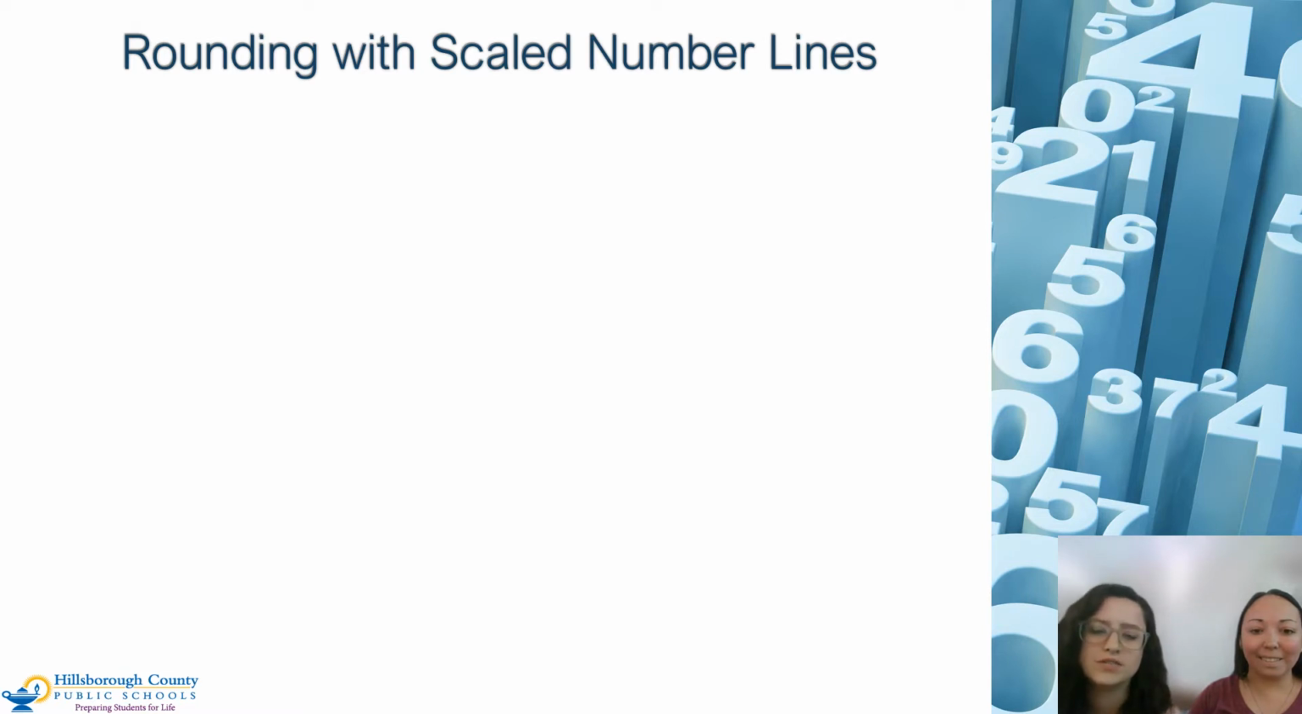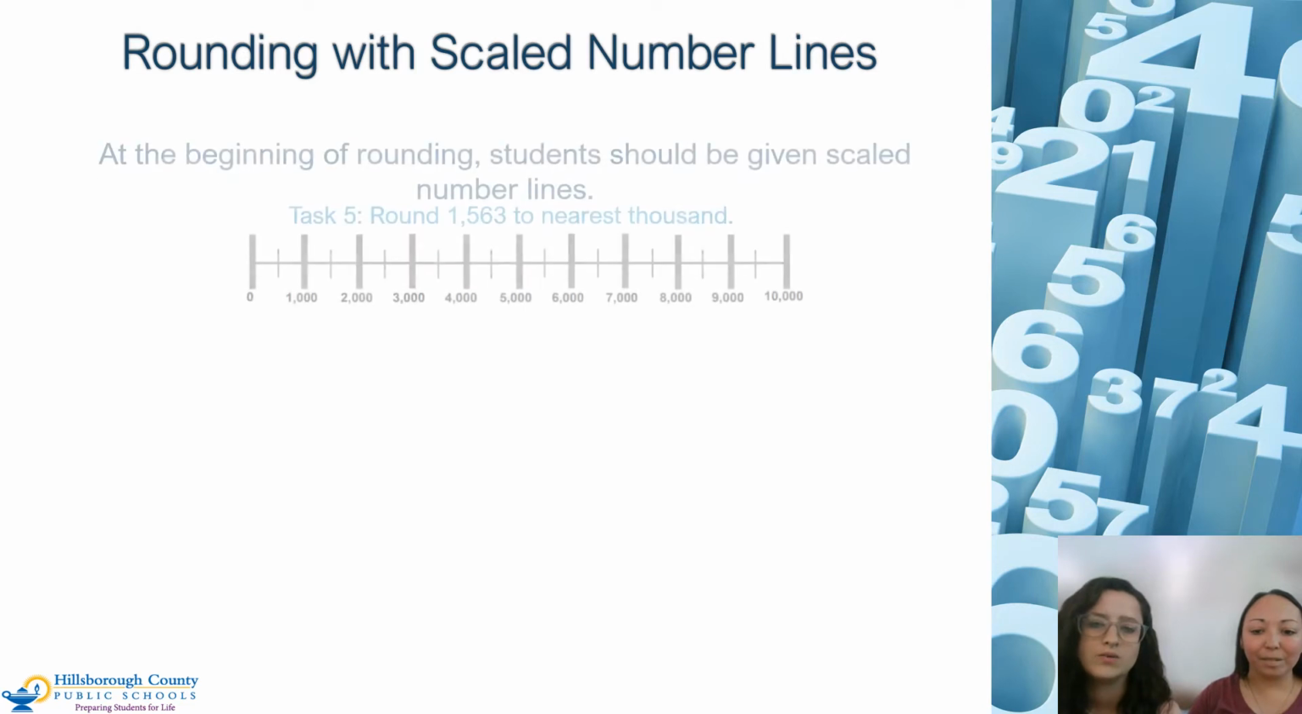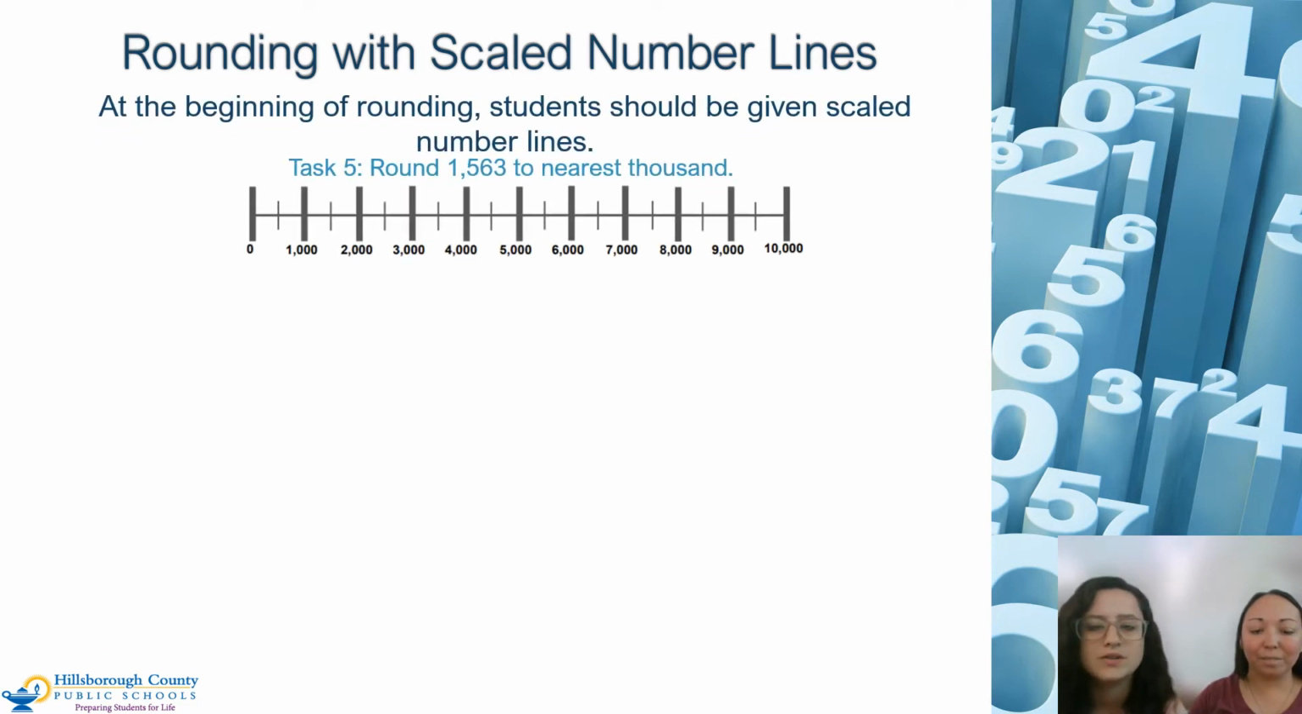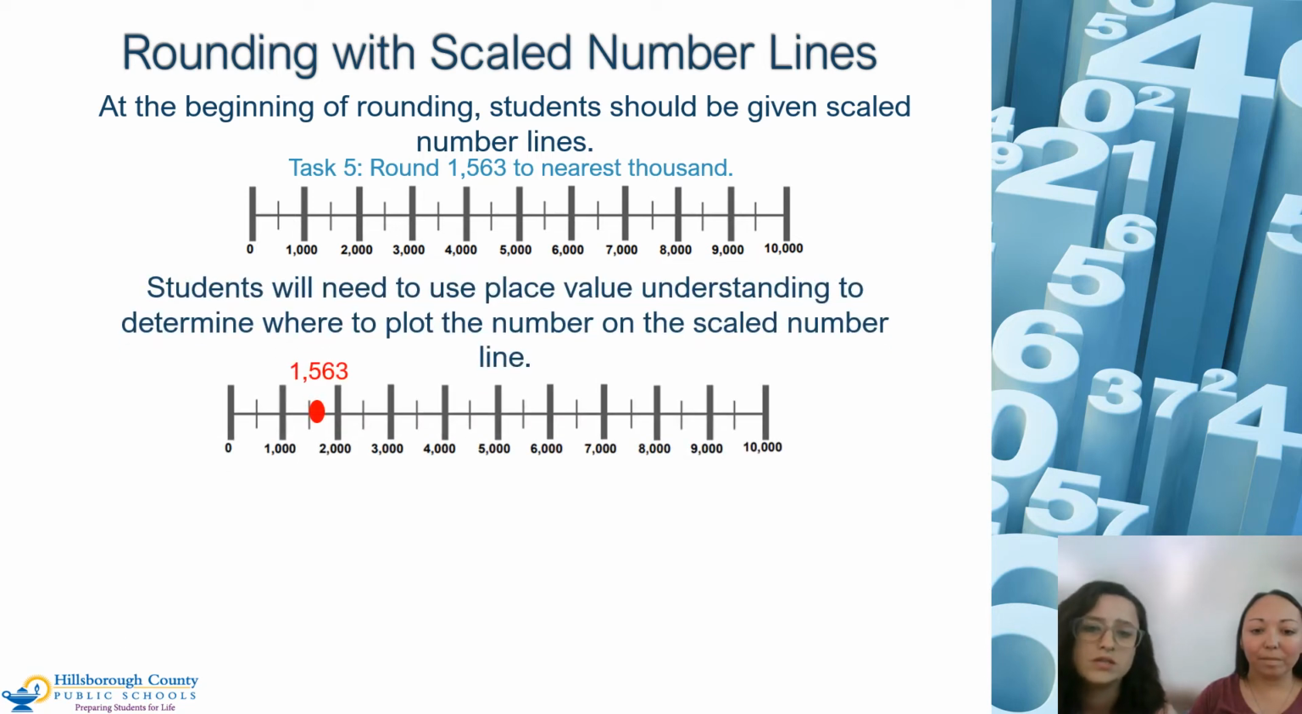Once students have an understanding of how to represent numbers using concrete tools, they can move to rounding with scaled number lines. So at the beginning of the unit, students should be given scaled number lines. And task number 5 is an example where they're given a number line and they're being asked to round that number to the nearest 1,000.